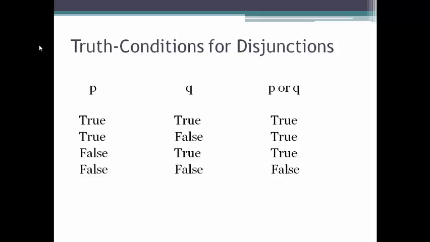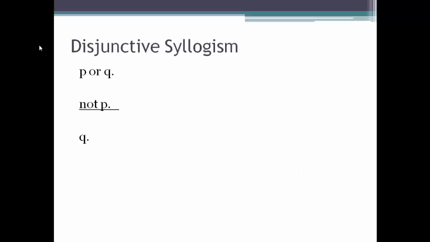Using this, we can look at another important argument form in sentential logic. This one is called disjunctive syllogism. The disjunctive syllogism is a two-premise argument in which the first premise is a disjunction, P or Q. Then in the second condition, you negate the first disjunct, the first simple sentence in this disjunction. So we've got not P. And from that you can conclude that Q. This is a valid argument form. Whenever both the premises are true, so is the conclusion.